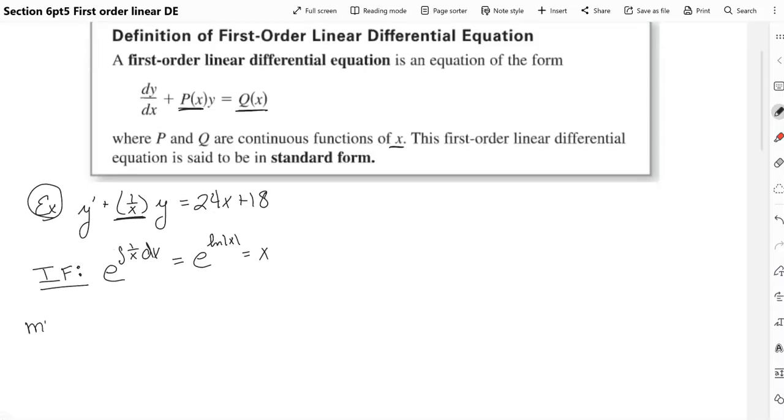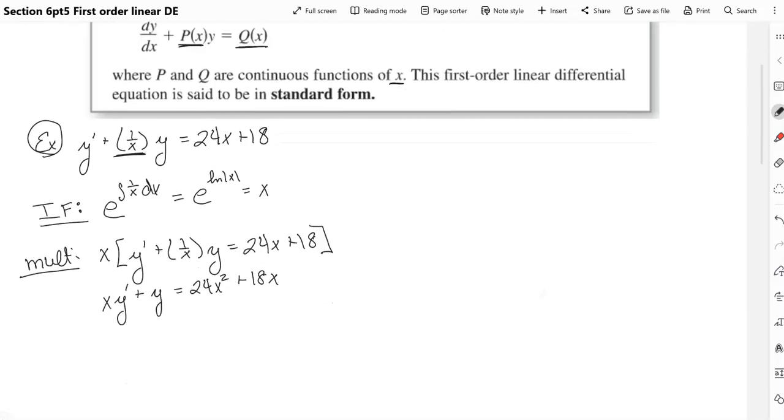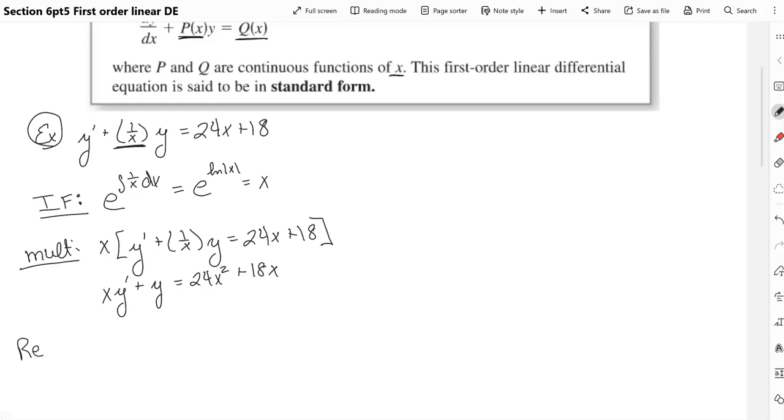Our next step is to multiply through. So we're going to multiply everything by that integrating factor. So I'm going to multiply that differential equation by the integrating factor. I'll write it like this, and then we'll simplify it. I'm going to have xy prime plus x times 1 over x, which is 1, times y, is equal to 24x squared plus 18x.